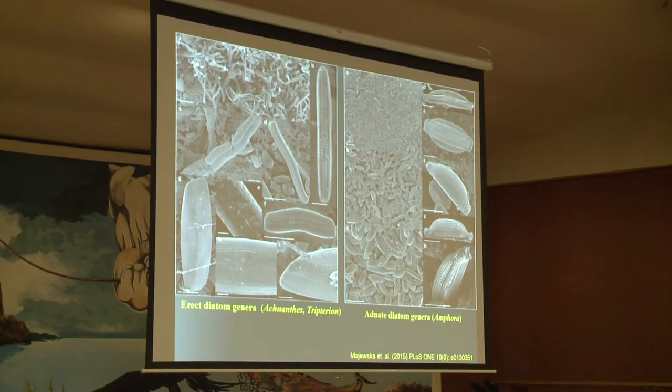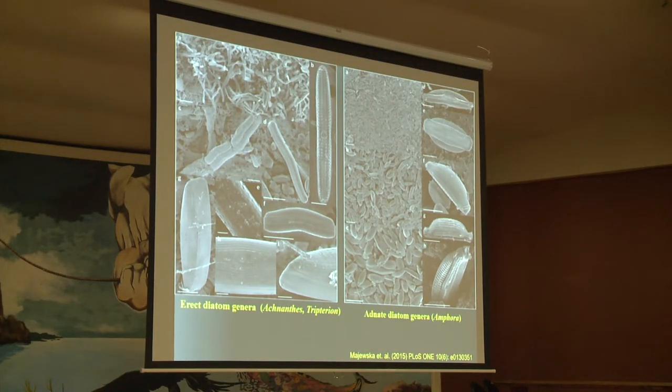We also differentiate the diatoms by growth form. So we consider the diatoms that live just attached, the diatoms that live in an erect way, and some diatoms that are motile. In this way we also have the structure of the community. And here we see this kind of different genera classified by growth form.